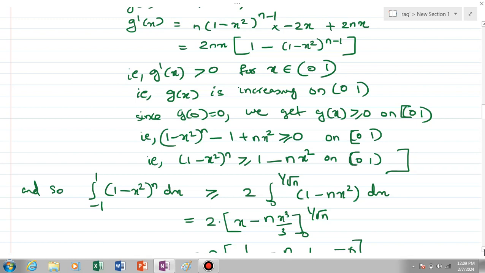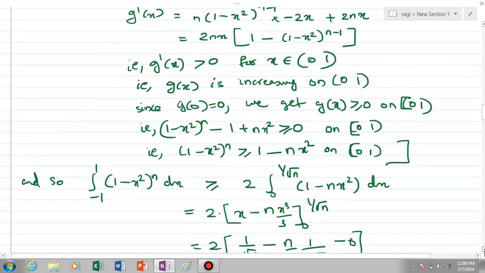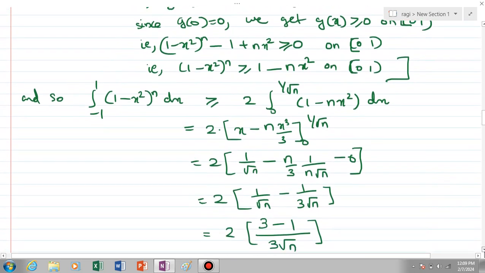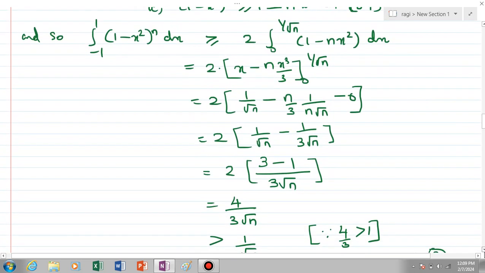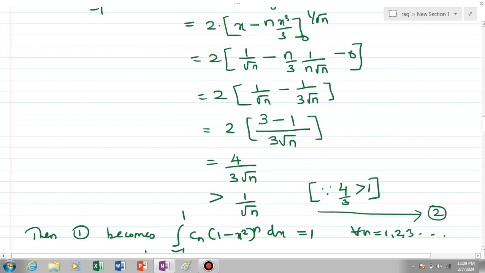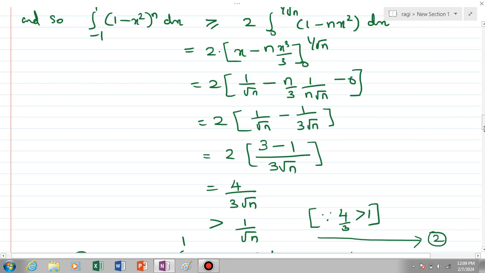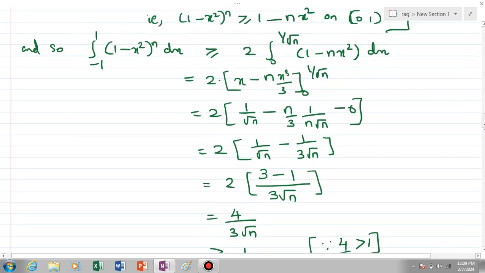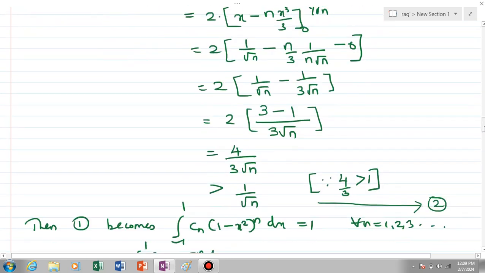Now we are integrating the right hand side. We can obtain that the right hand side is equal to 4 by 3 root n, which is greater than 1 by root n, because 4 by 3 is greater than 1. So we get, let it be equation number 2: the integral from minus 1 to 1 of (1 minus x square) raised to n dx is greater than or equal to 1 by root n. That is equation number 2.